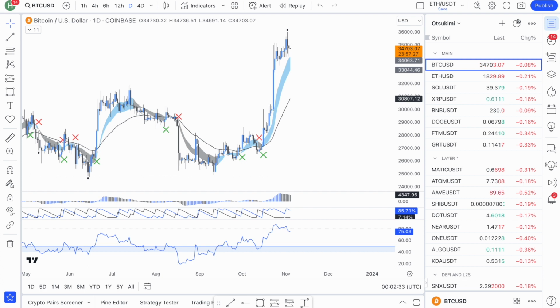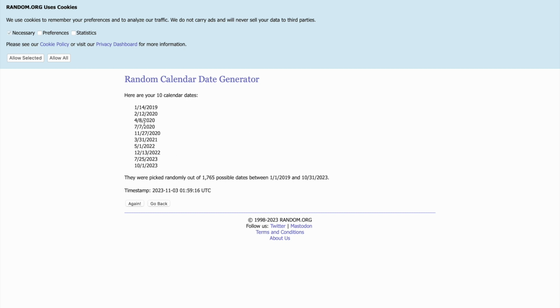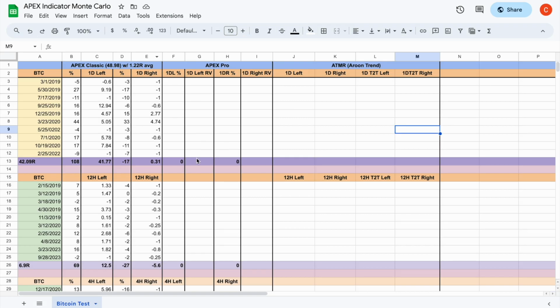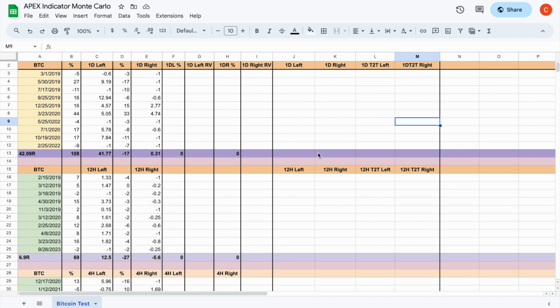Then after that we will do the live testing, very similar to the Apex script. I've got the random dates right here. I got the documentation for this, so everything's good to go. This is the current backtesting that we have going on. I'm going to go straight down the line, and I also have tabs on the bottom for the Bitcoin test, and then I'm going to do the Ethereum test and so forth. So this is going to be a pretty comprehensive test.